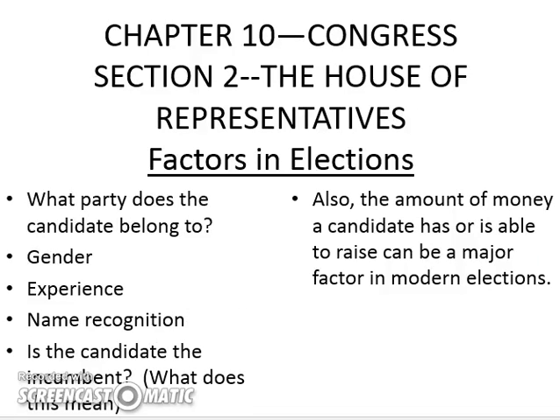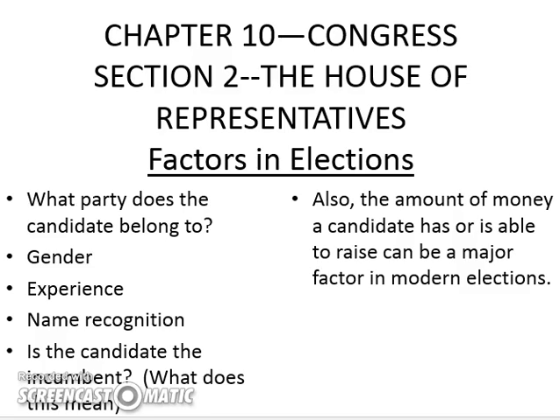All right, I'm not going to spend a ton of time on this right here, but there are certain factors that can influence elections. Things like, which party does a candidate belong to? One party might be more popular in one area of the country than the other. Right now, the Republicans are very popular in the South, but if you go to the Northeast, you find a lot of popularity for the Democrats there. Gender can make a difference. Some people might be more willing to vote for either a male or female candidate. The amount of experience matters. Some people might want somebody who's more experienced, while others might want somebody who's fresh and has new ideas. If your name or your family name is already known, that can help you.